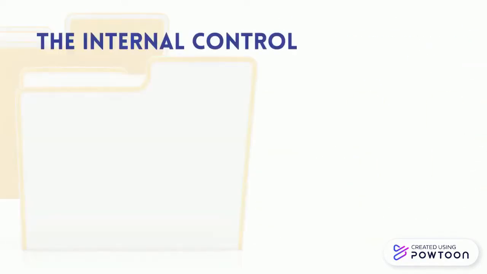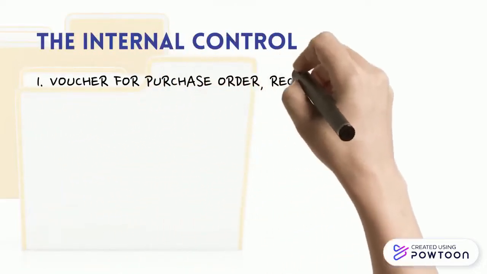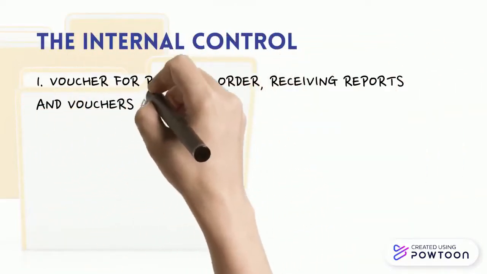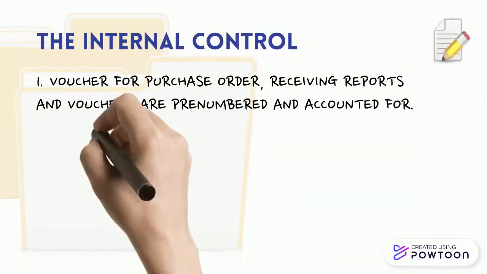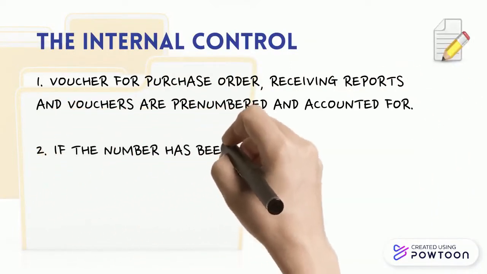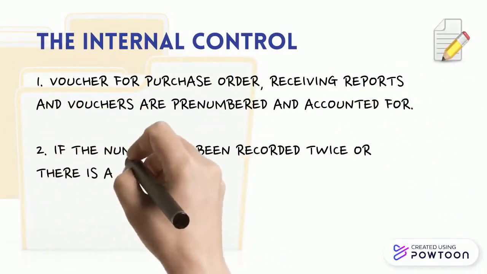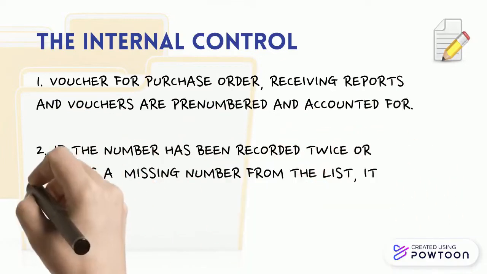The internal control for completeness are: first, voucher for purchase order, receiving reports and vouchers are pre-numbered and accounted for. Next, if the number has been recorded twice or there is a missing number from the list, it will be easy to figure out the problem.